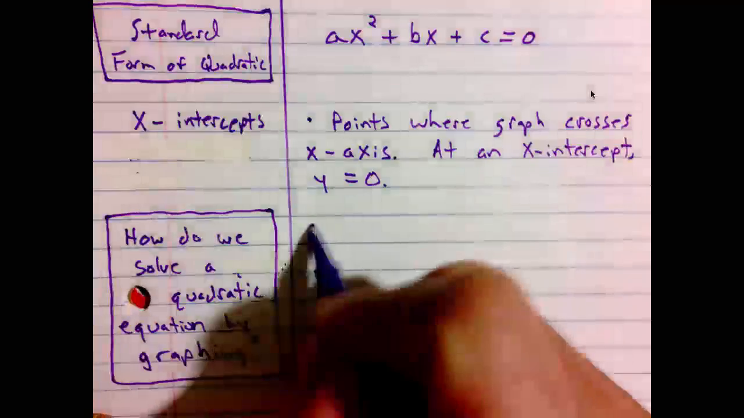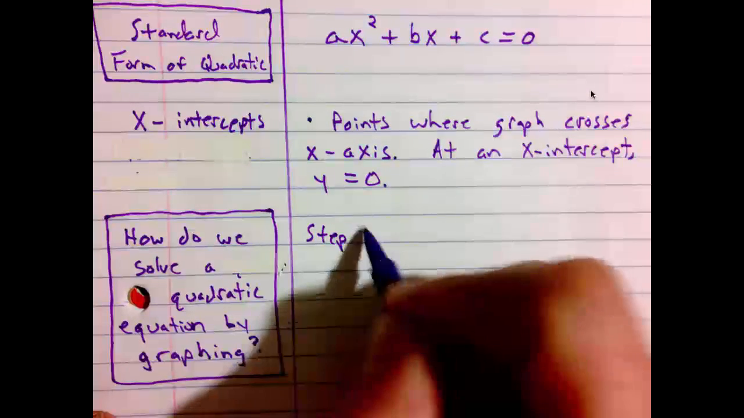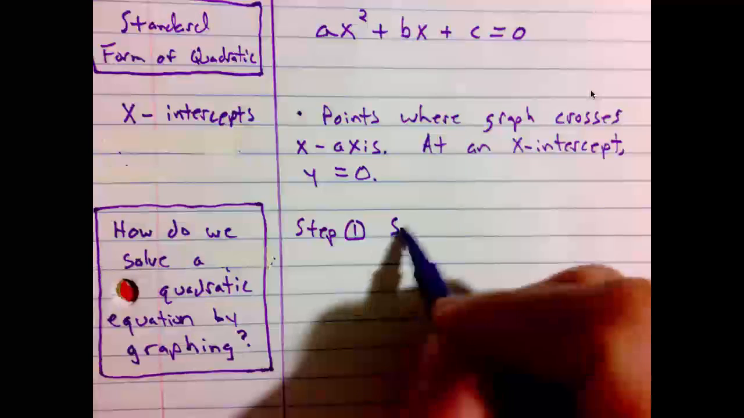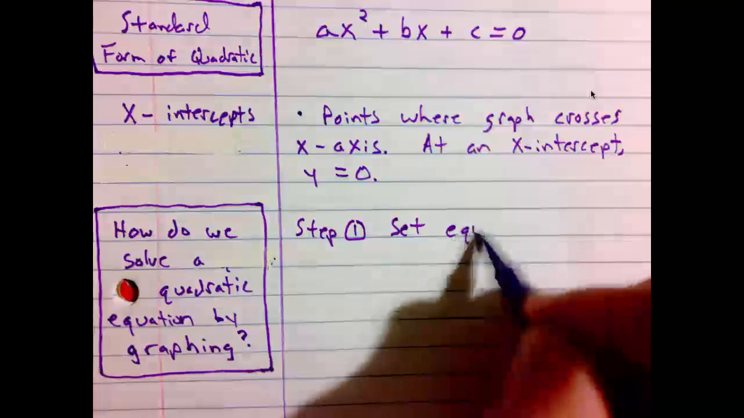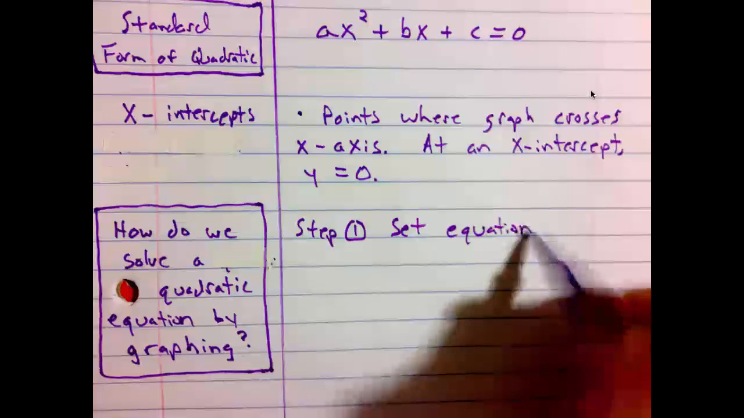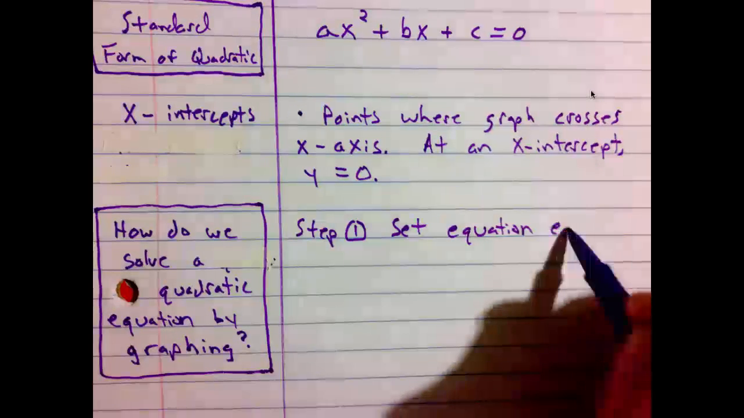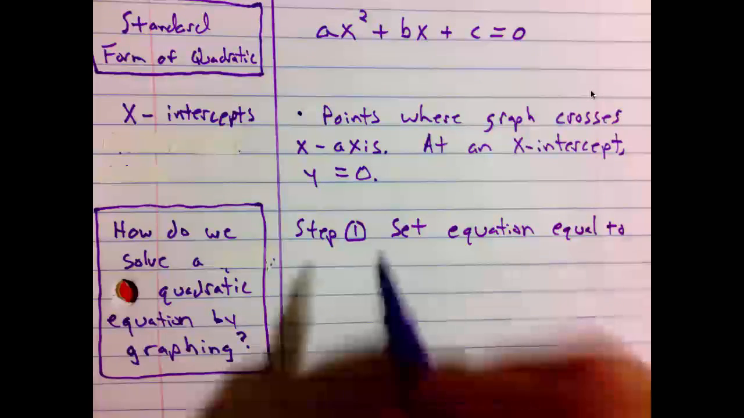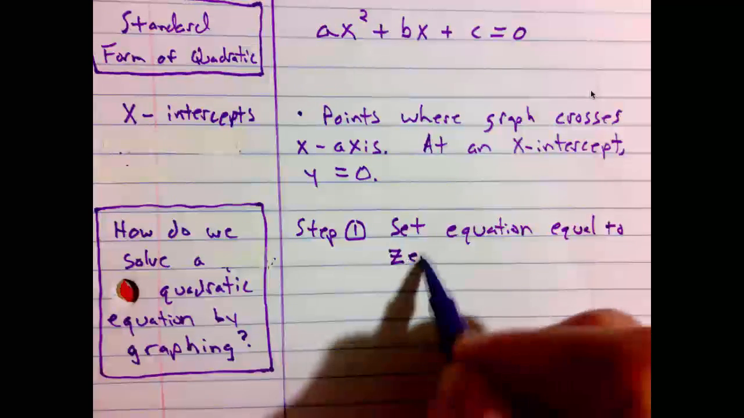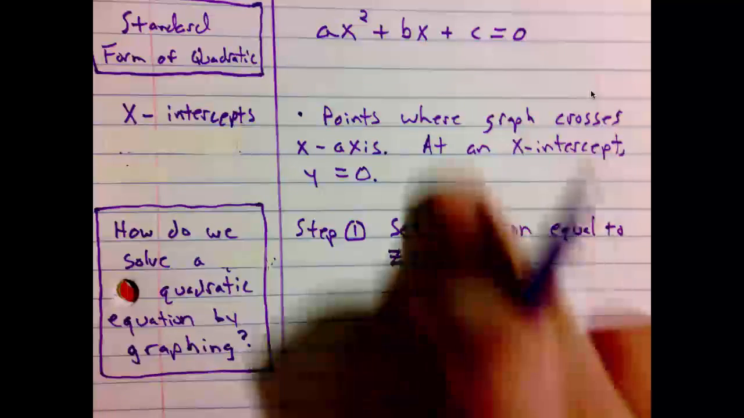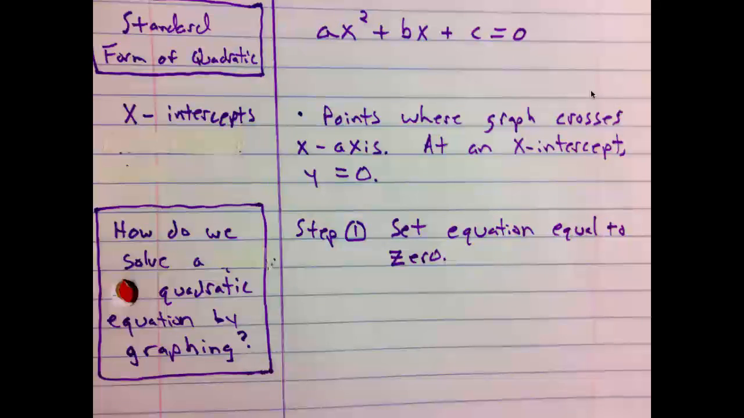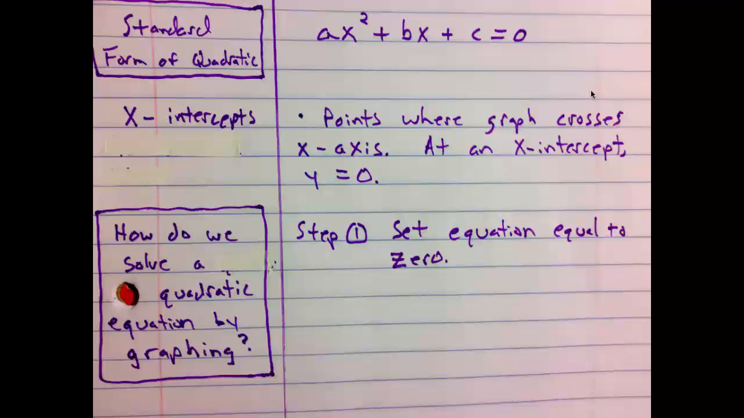All right. Step 1. Set the equation equal to 0. That is, we're going to achieve this standard form. If it's not equal to 0, we're going to simply do some adding or subtracting such that it is equal to 0.